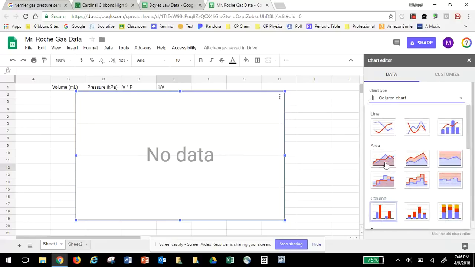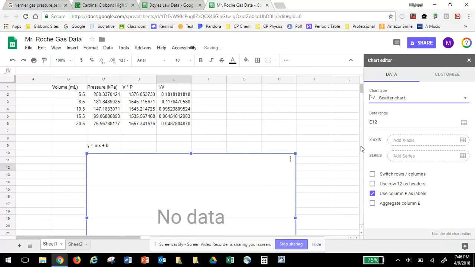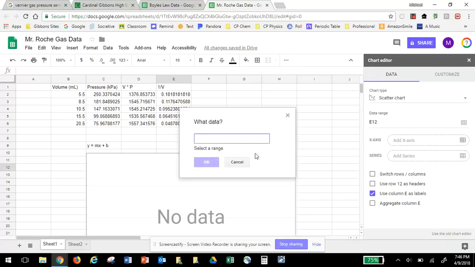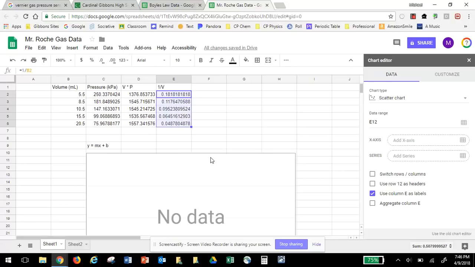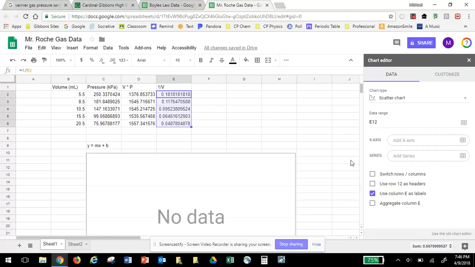And we want a scatter plot again, which is nice to see. For the x-axis, we want the 1 over V. So we're going to click here, and it's going to say, what do you want on the x-axis? And we're going to say, we want all this in the x-axis, and we do that. And it didn't work. We do that, and we say okay. And it still doesn't work.